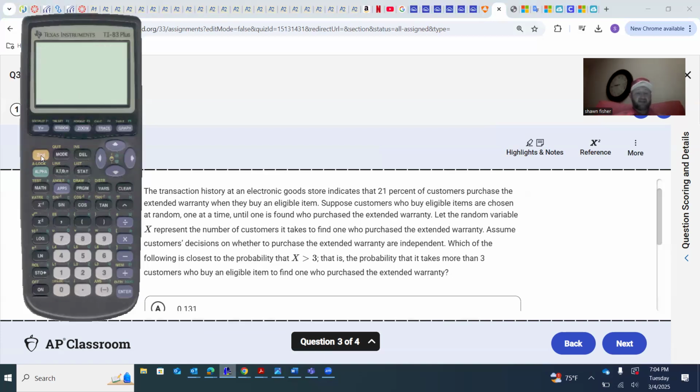This is a geometric scenario, so I go second distribution on my calculator. We're talking cumulative because it's not saying X equals 3, X is greater than 3. So we're going to put in the geometric CDF. I'm going to put in first 1 minus that, because remember, my calculator doesn't do greater than, so I've got to do less than.